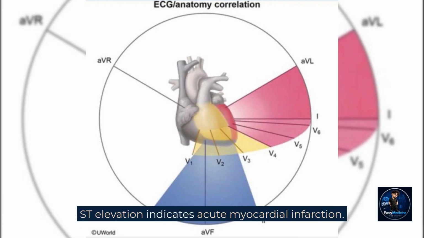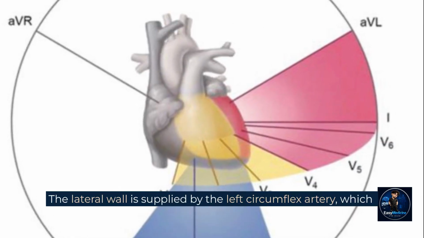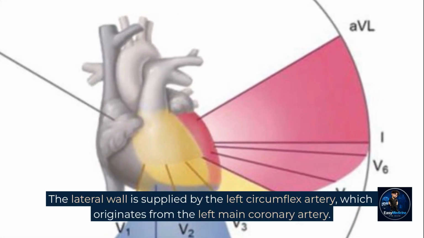ST elevation indicates acute myocardial infarction. Leads I and AVL correspond to the lateral wall of the left ventricle. Leads V5 and V6 may also show changes in lateral infarctions. The lateral wall is supplied by the left circumflex artery, which originates from the left main coronary artery.